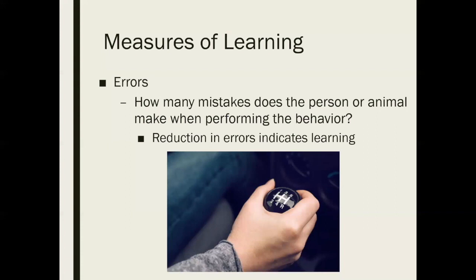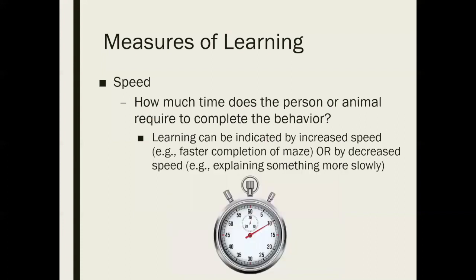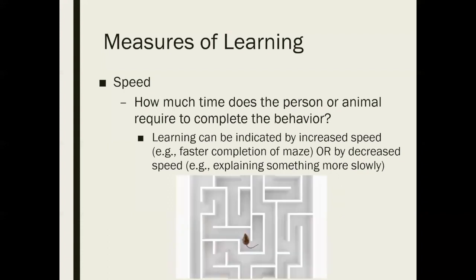So, one way to measure learning is to measure errors, and another way is to measure the speed with which the person or the animal performs the behavior. And so, guys, when we talk about speed as a measure of learning, we're talking about how long it takes the person or the animal to complete a certain behavior. So, for example, learning researchers are often interested in how much time it takes an animal, like a rat, to get from the start of a maze to the end of it.